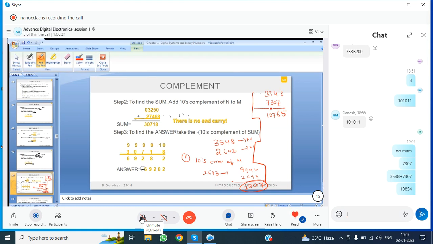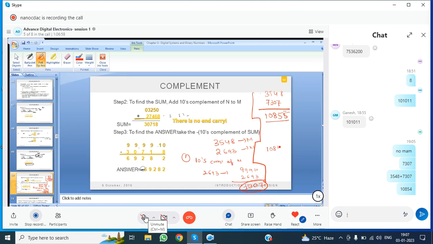Here you get 10855. The sum of 3548 and 7307 is 10855. So now, what should we do with 10855?